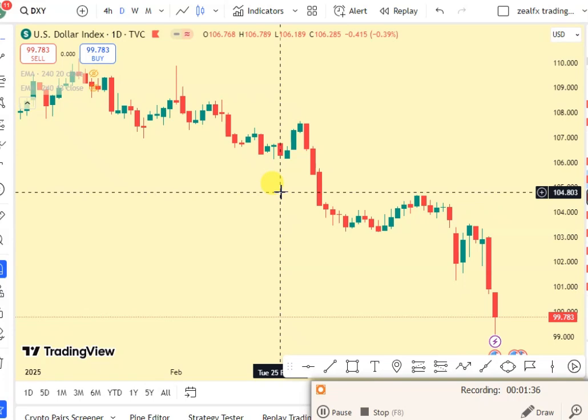In this weekly analysis, we'll be looking at the British pound USD, Euro USD, DXY, Australia USD, Gold USD, and USDJPY.